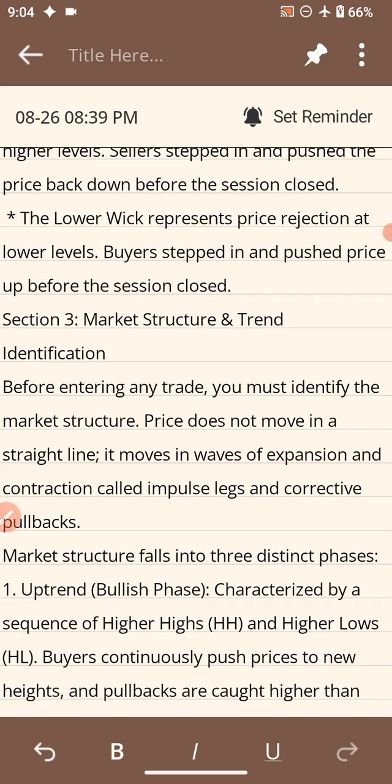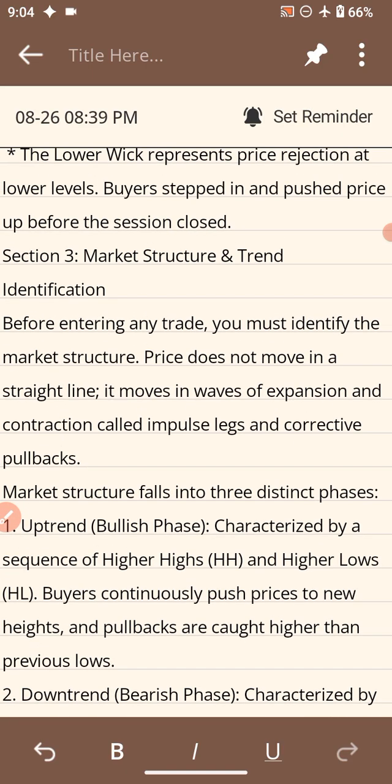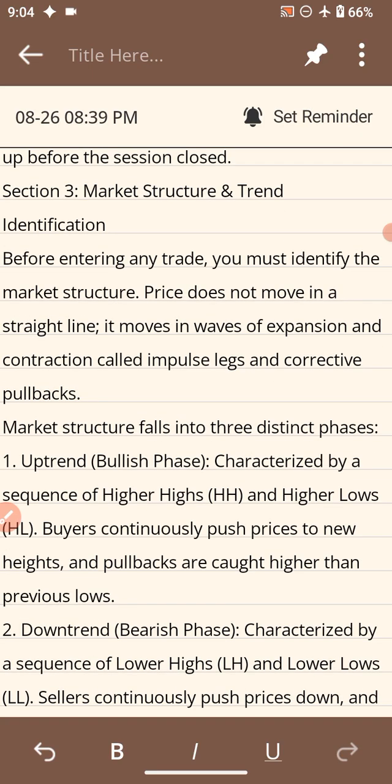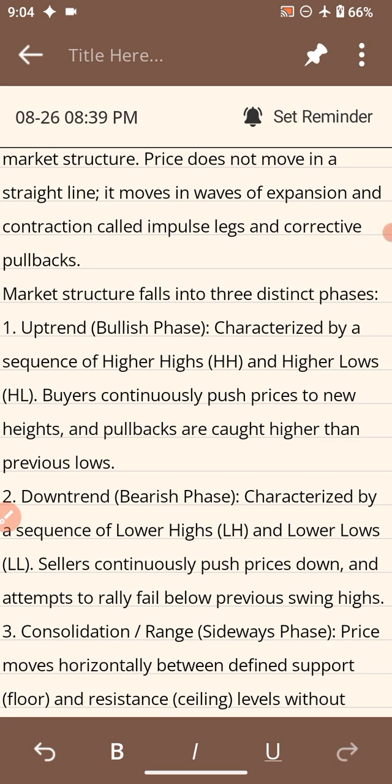Before entering any trade, you must first identify market structure. Price does not move in a straight line. It moves in waves of expansion and contraction, called impulse legs and corrective pullbacks. Market structure falls into three distinctive phases: uptrend, a bullish phase characterized by a sequence of higher highs and higher lows, and that is the HL.